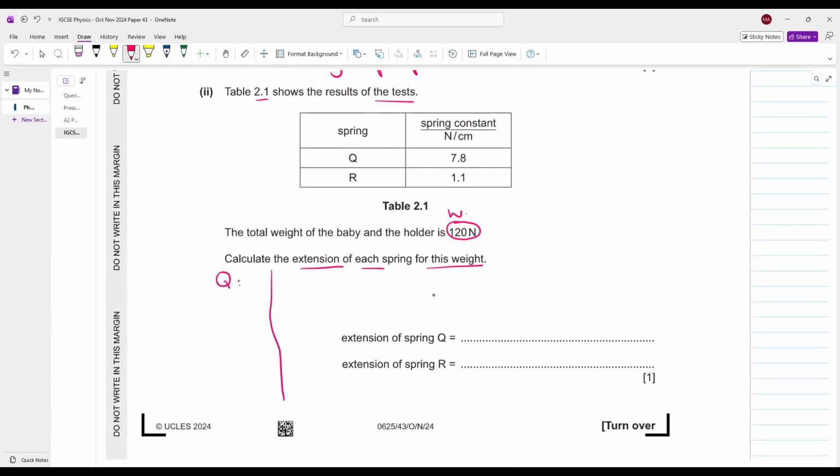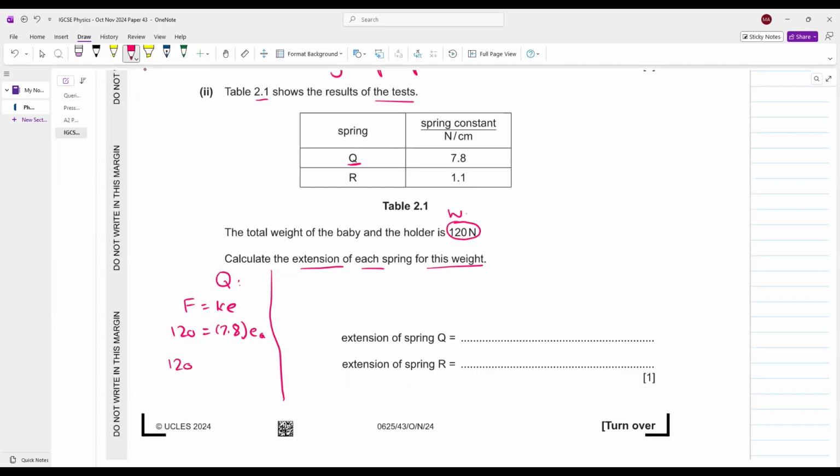How will you do that? Let's first of all do it for Q. F is equals to kE. Force is 120. K we don't know. Oh, sorry. We know the K. We know the K for Q. What is the spring constant K for Q? 7.8. Can you calculate the extension of Q?